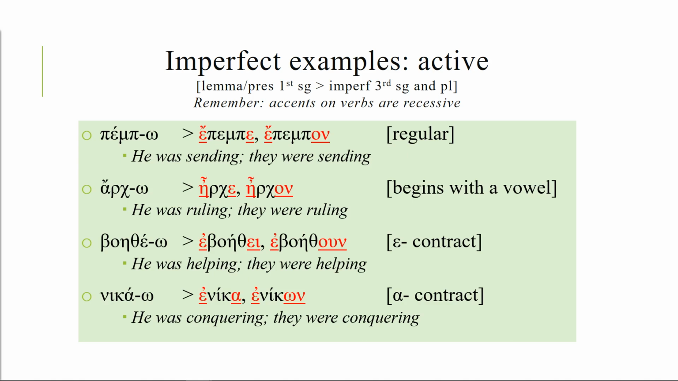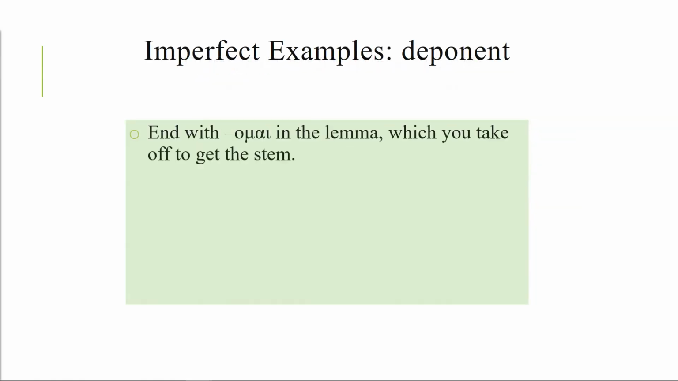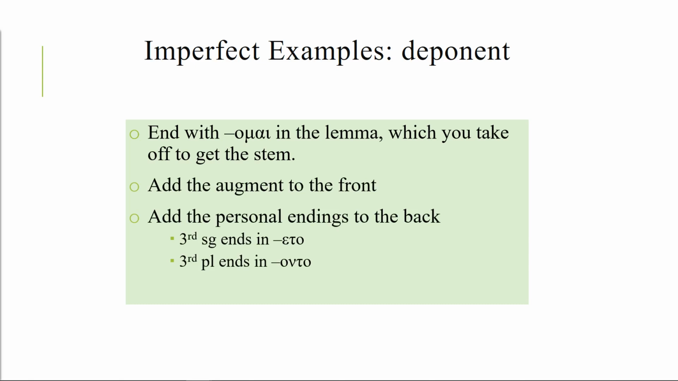Of course, the common words are a little bit different. Deponents, they're the ones that end with omai in the lemma, so you take that off to get the stem, you add the augment to the front, and you add the personal endings to the back. In this case, instead of e and on, it's eto and onto, so it just has an extra to on it. You still translate it in an active way.